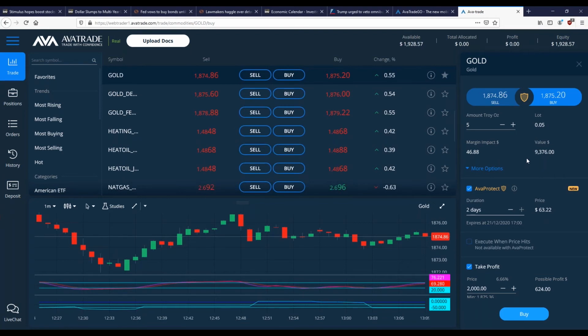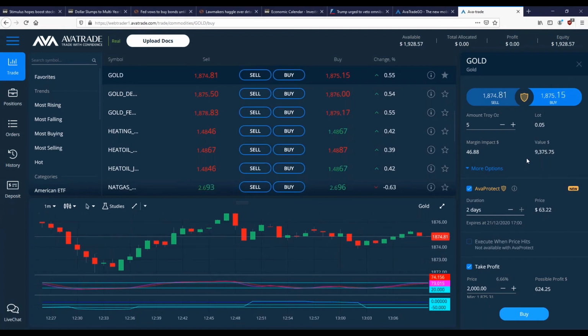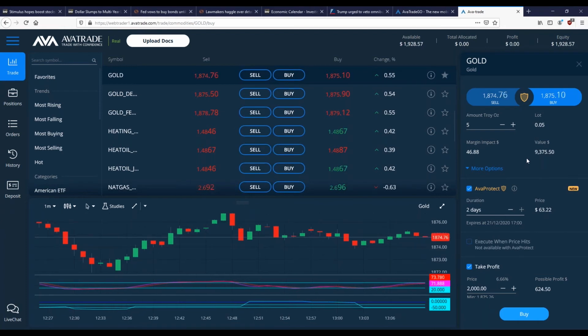But again, these trades will show once you open them on those platforms. So it's unique to AvaTrade, using our custom-made platform, to be able to have these types of options when you open gold, silver, FX pairings. You've got AvaProtect and all of these other features on anything that you're trading on.